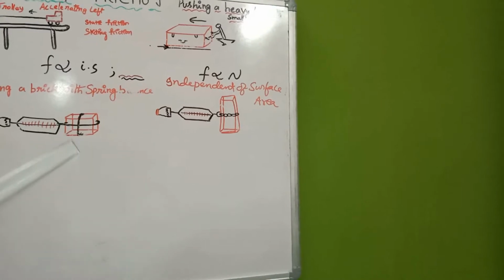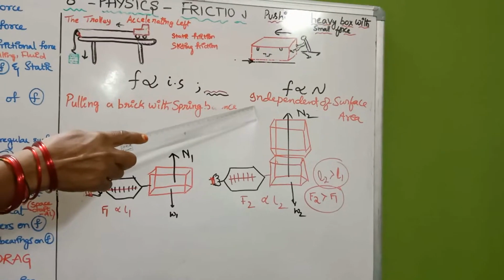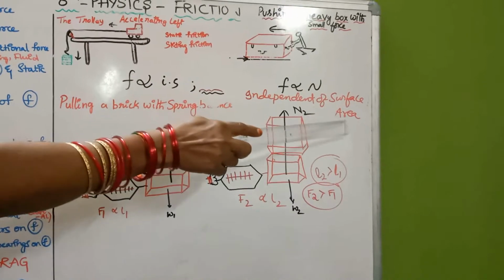By observing these two, we come to the conclusion that friction is independent of surface area of contact.